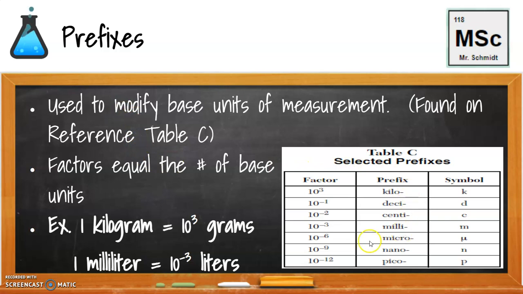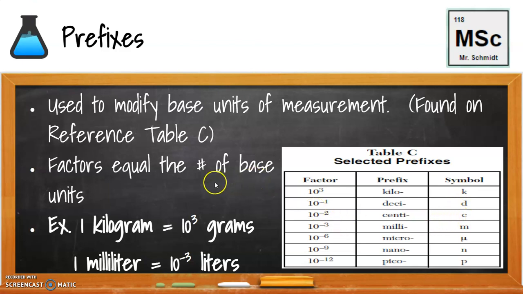So this table is reference table C. You can see that our factor 10 to the third is a kilo, 10 to the minus 1 is a deci, 10 to the minus 2 is centi, 10 to the minus 3 is milli. These are the ones that we'll probably use the most often. And you can see how that's symbolized here: k for kilo, d for deci, c for centi, and m for milli. Those are all lowercase as well.